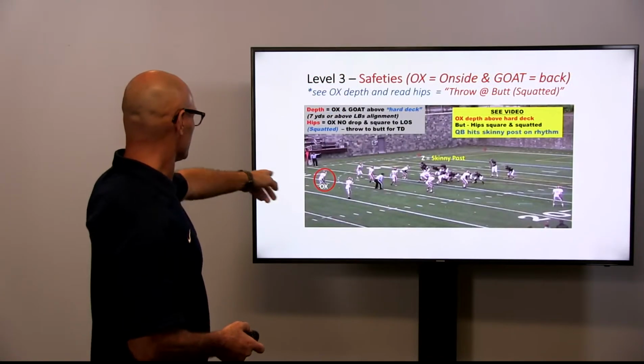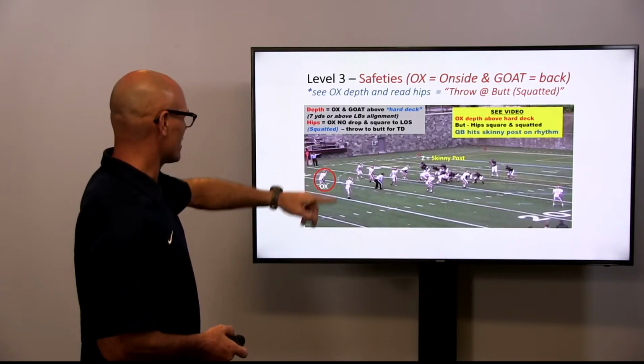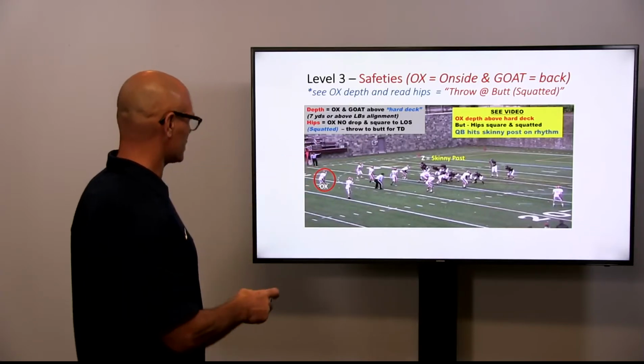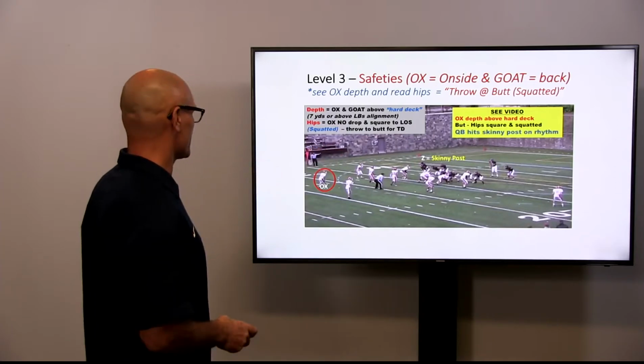Here's an example of it. You can see the ox is up. If we run this play, he's going to go bite on the H-back going inside. We've got a bunch here technique, and the Z simply goes behind him for a touchdown.